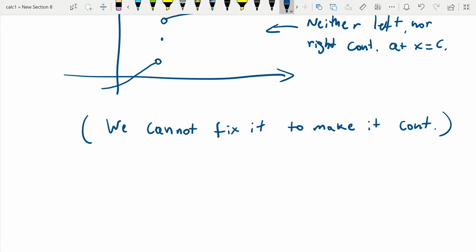Unlike the case of removable discontinuity, where if we were allowed to redefine the function at the point, we would obtain a continuous function here, no matter what you choose for the value of f of c. Here the function will not be continuous because the limit doesn't exist. The right and left hand limits, even though they actually exist, are different from each other.